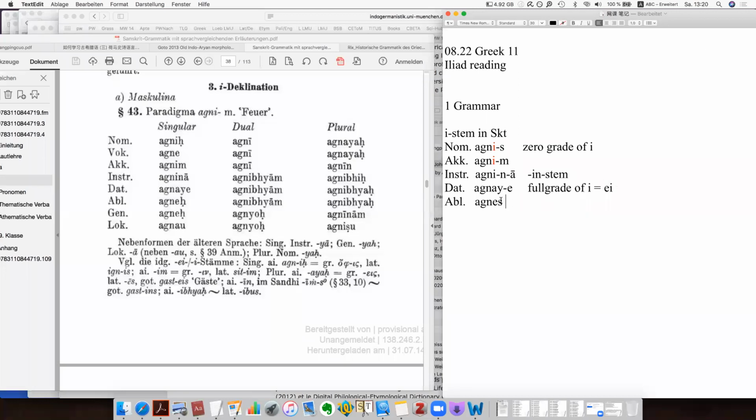And this is actually the same. This is e, right? And this is actually the same. Again, it is the full grade of i. The full grade of i is e. I should put a sign here. And this e turns into a in Sanskrit.